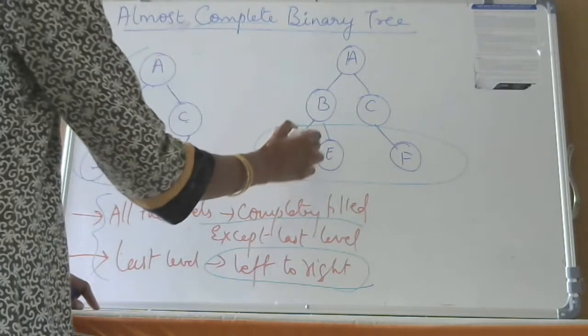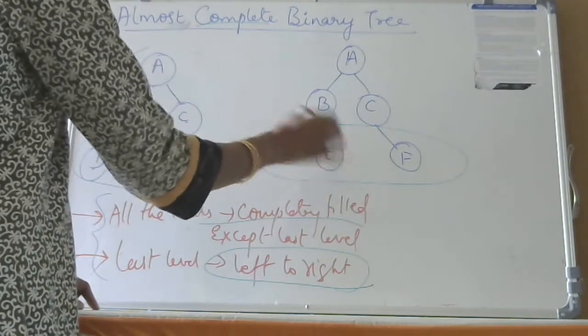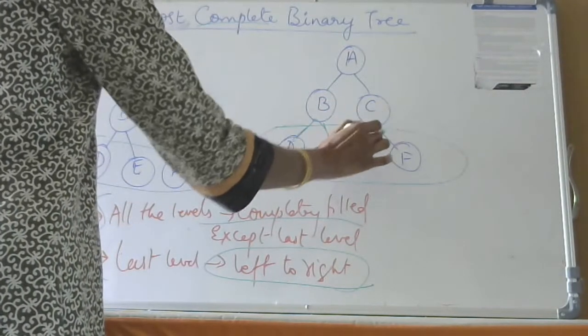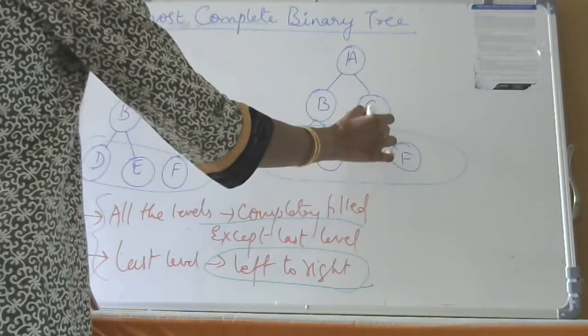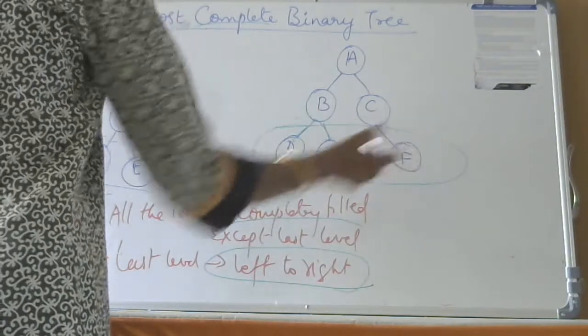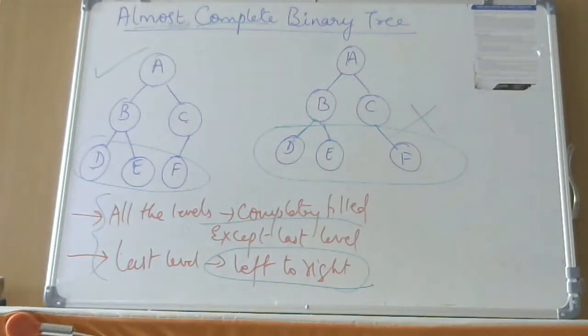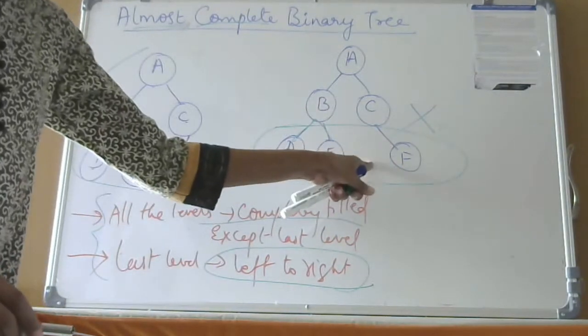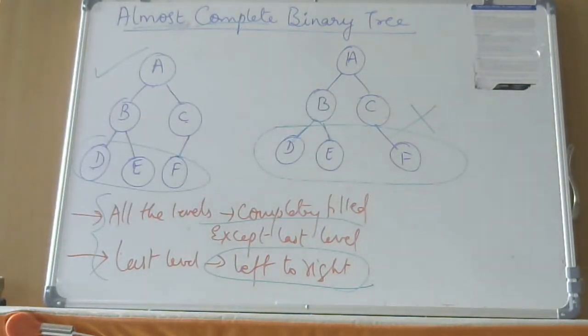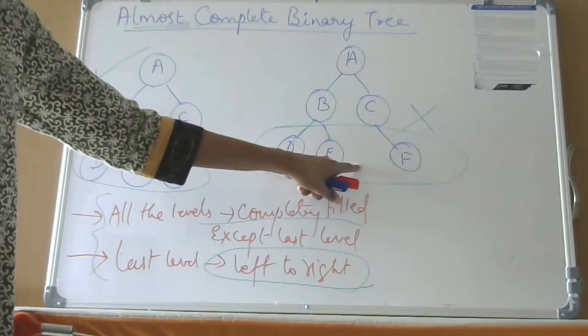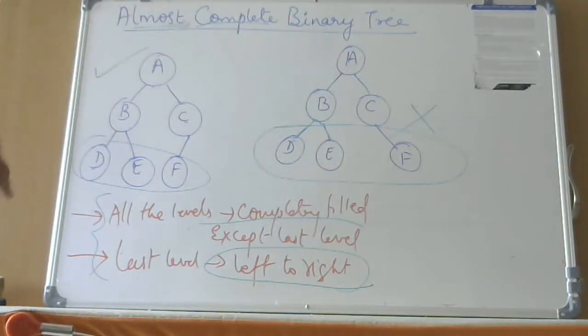What's happening in the last level? B has two children, D and E, no issues. C, it is not filled from left to right. What's happening? This left is missing here, but right is filled. That is wrong. So it does not qualify for an almost complete binary tree. All your last level should be filled from left to right. Without left, there cannot be a right. That is what it says. So F is there. F is on the right side, the right subtree of C. But there is no left. So you cannot qualify this as an almost complete binary tree. So that is the meaning of almost complete binary tree.